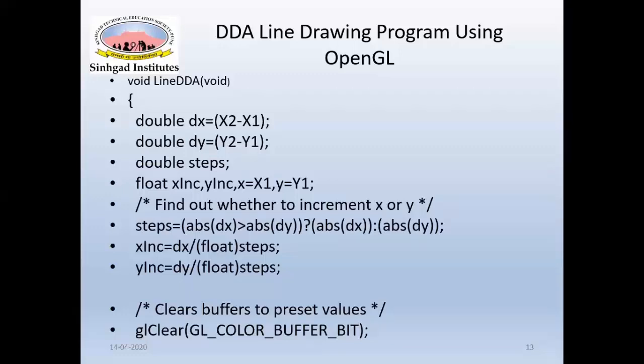Depending on that, we are going to calculate values of x increment and y increment. So x increment will be calculated by the formula x increment is equal to dx by steps, and y increment is equal to dy by steps. Then, clearing the buffers to preset values, we are going to call the glClear function.